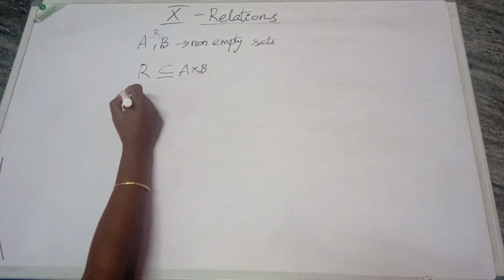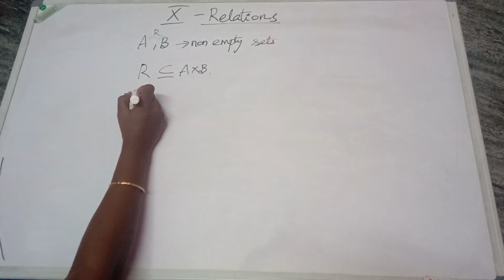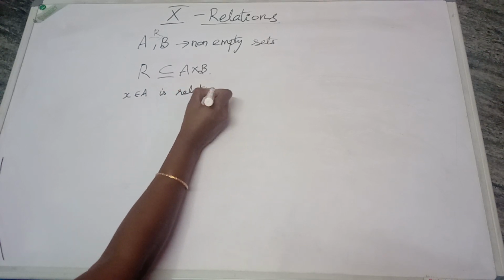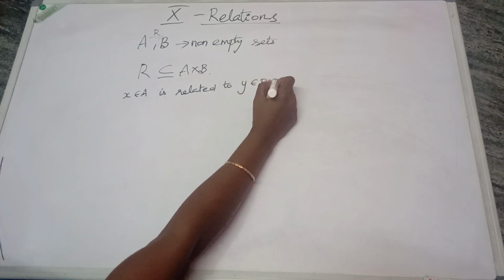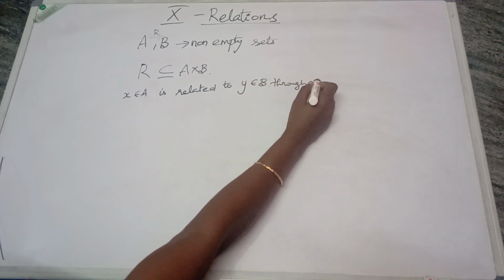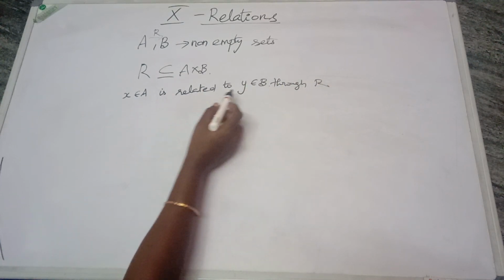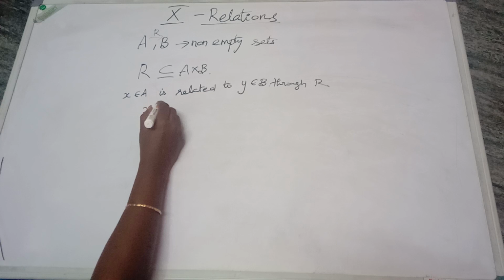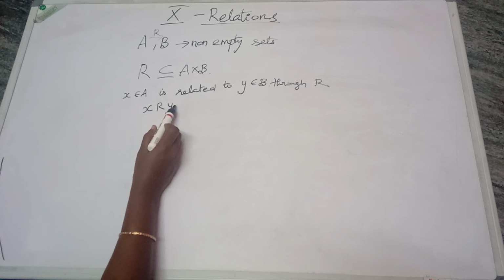Suppose X is the element in the first set A, which belongs to A, and it is related to the element Y which is in the second set B through R, that is, through one relation. If X in A is related to Y in B through some relation, then we can write X R Y, that is, X is related to Y which is in B.